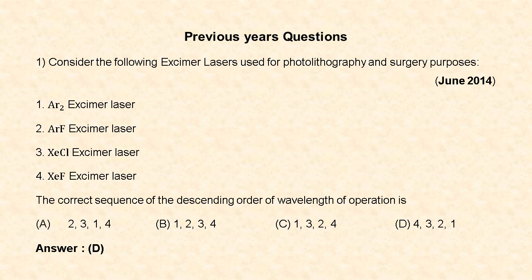Next, let us see the previous year questions. First question, this question was asked in June 2014. Consider the following Excimer lasers used for photolithography and surgery purposes. First, argon Excimer laser, argon fluoride, xenon chloride, xenon fluoride. The correct sequence of the descending order of the wavelength of operation is, here we know that xenon fluoride has the highest wavelength, then xenon chloride, then argon fluoride, then argon. So option D is correct.